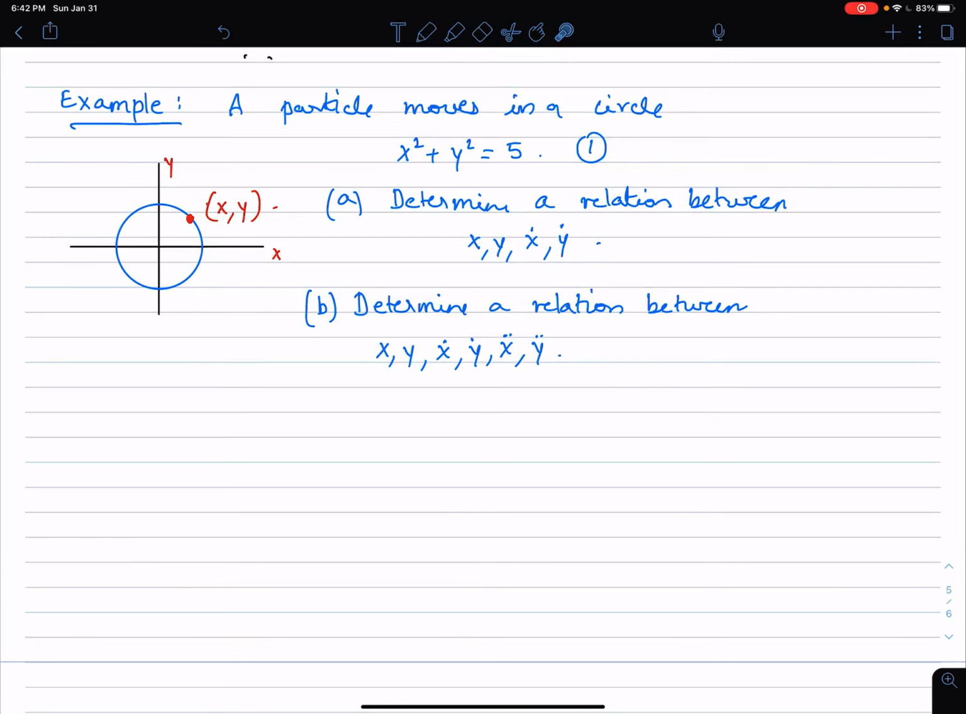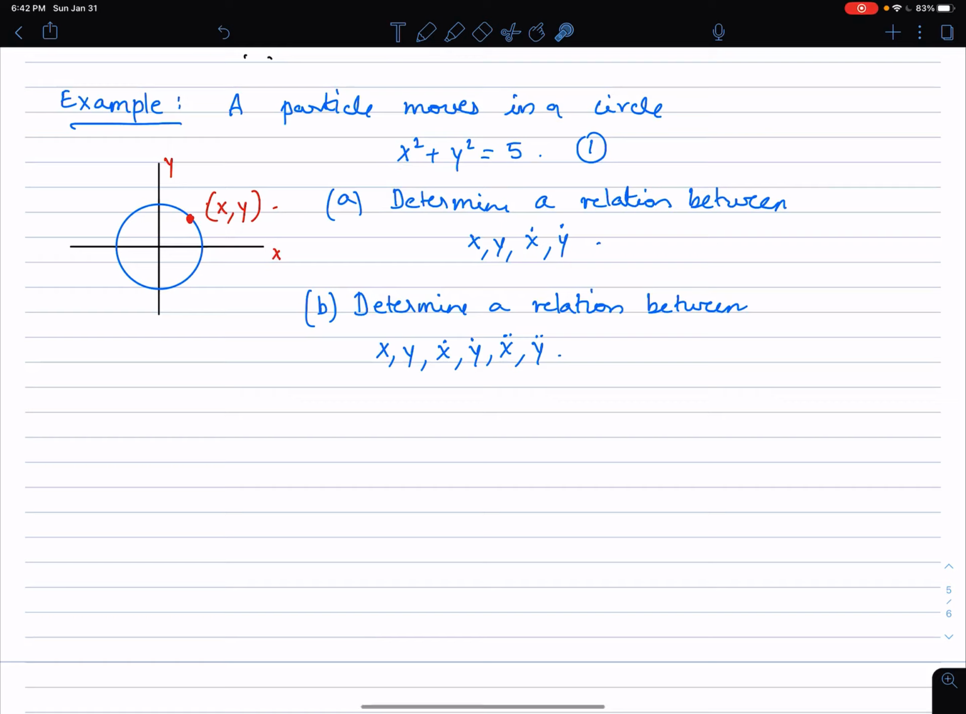So another kind of constrained motion example, and we've already seen an example of this kind, is when some particle moves along a wire of a particular shape. Earlier, I think we looked at when the particle moved along a straight line, but now let's say we want to look at the particle moving in a circle like so. The equation of the circle is given to be x squared plus y squared equal to 5.